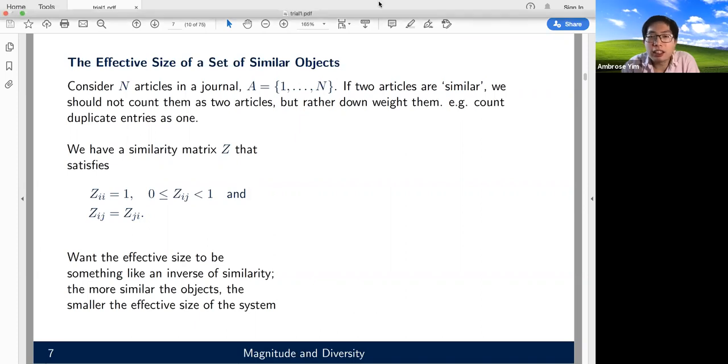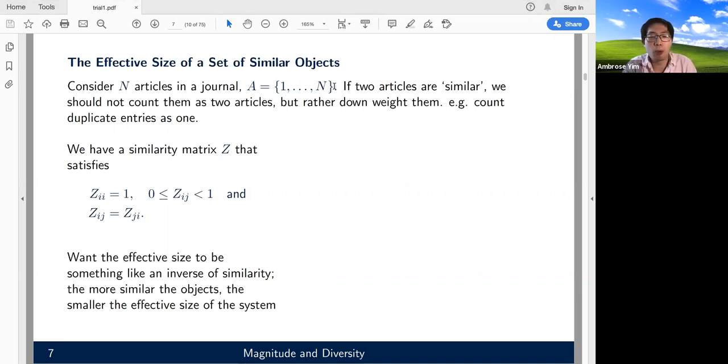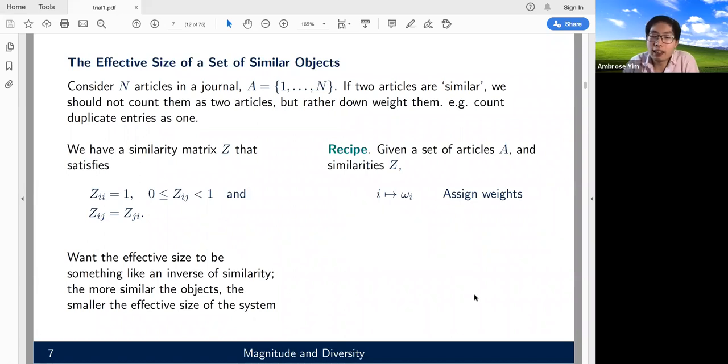And we want this effective size to look somewhat like an inverse of similarity, because the more similar the objects, the smaller the effective size of the system. But there's a lot of finesse in trying to actually pin down that idea. So we construct this recipe. Given a set of articles and similarity Z, I want to assign a set of weights. So article i would have a weight omega i, and we simply sum up the omegas to get the effective size of the whole data set.